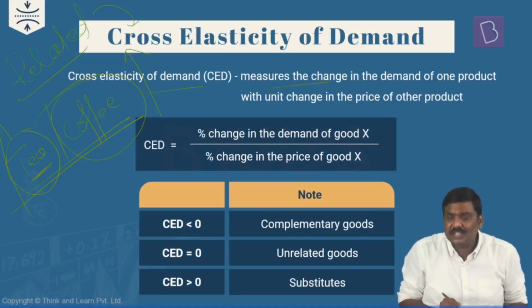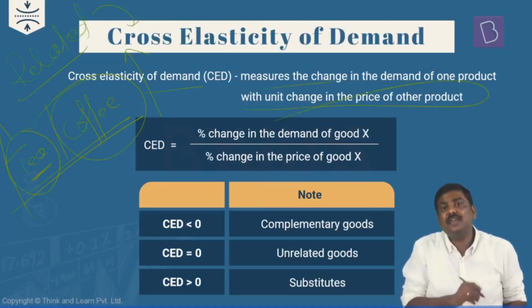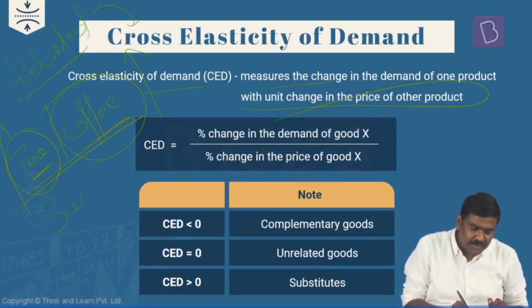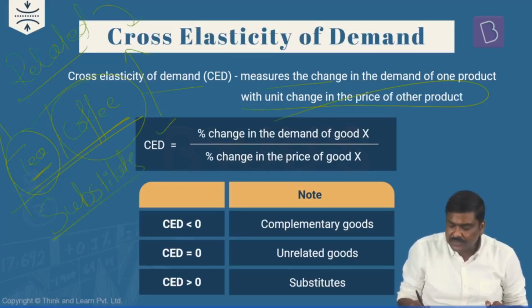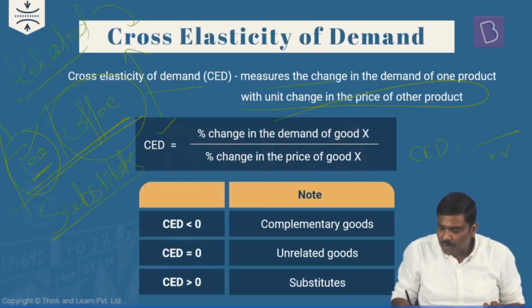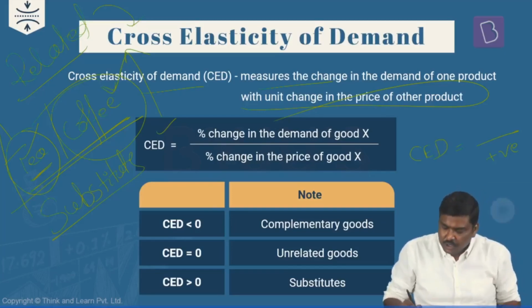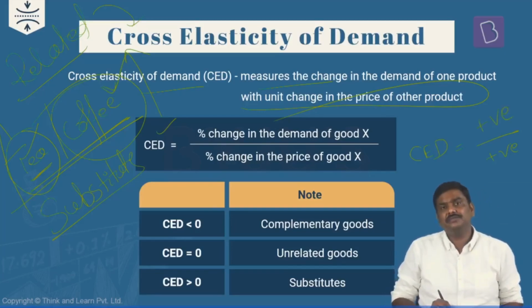Right? CED measures the change in the demand of one product with unit change in the price of another product. In this particular case, we are discussing substitutes. What will happen? Substitute the numbers here. In case of CED, the price of tea increases, so the denominator is positive, and the demand for coffee also increases, so the numerator is also positive. Is it okay?